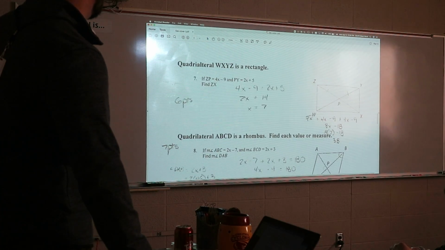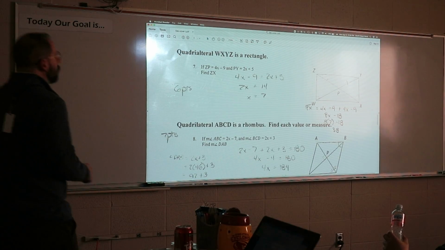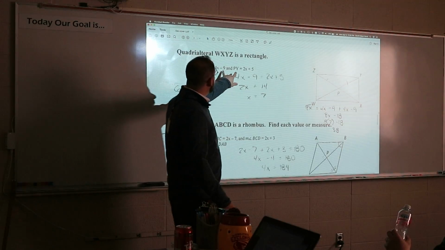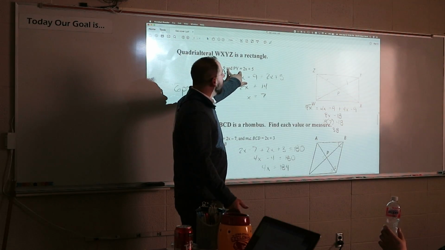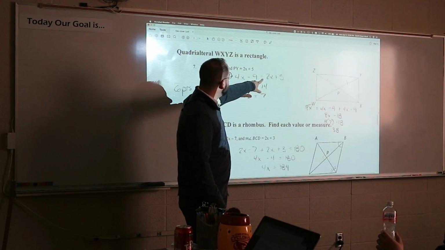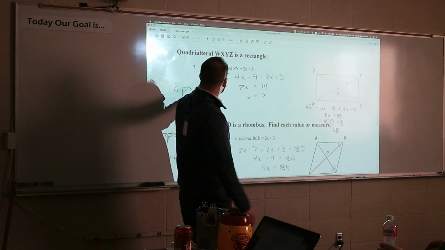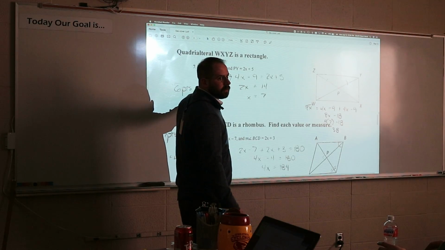Alright, moving on. Number 7. You had to set these equal to each other because on a rectangle all the diagonals are the same. I even had them marked. You set those equal, you solve for x, but then the problem was some people didn't go on. You had to solve for ZX and plug it back in.